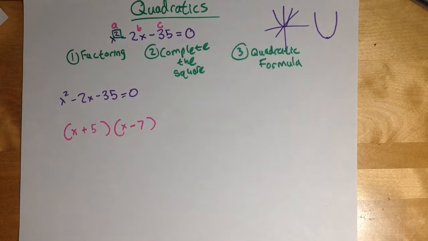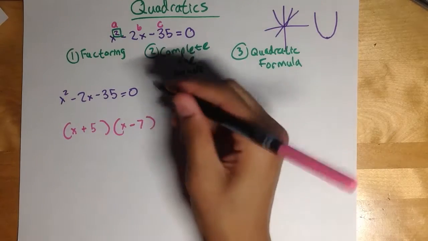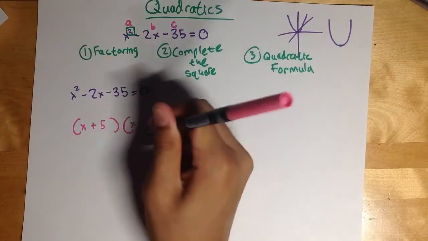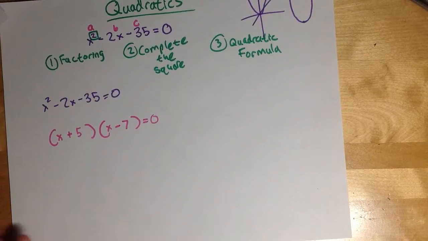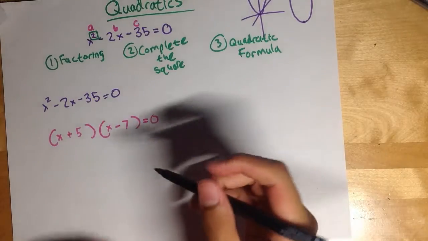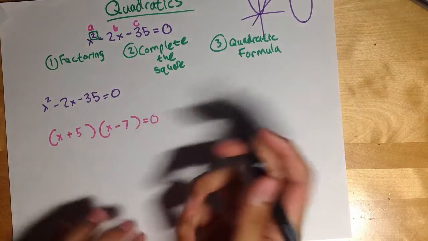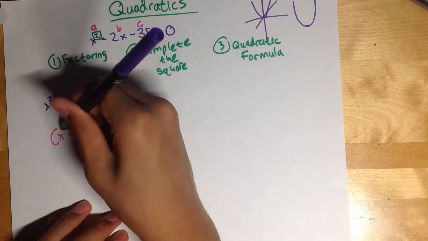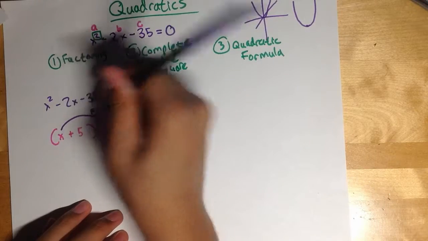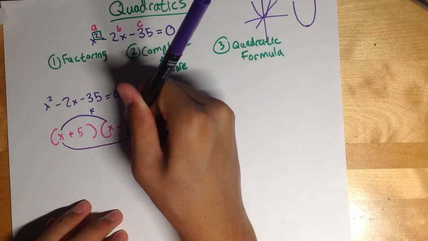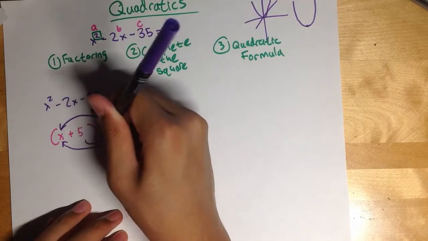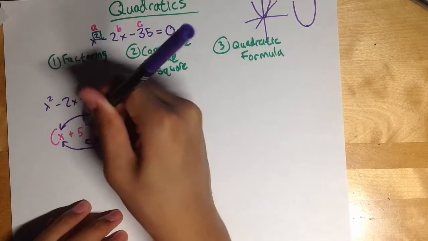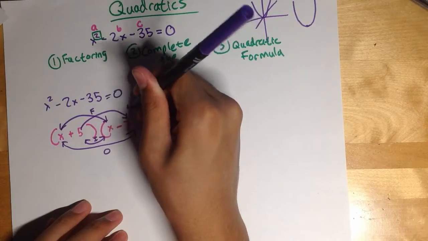FOIL is a way of expanding out a quadratic, or these sort of looking things where it's x plus or minus something times x plus or minus something. So the way you do it is you can multiply things out. These are two things that you just multiply. You multiply the first, then you multiply the outside, then you multiply the inside, and then you multiply the last.